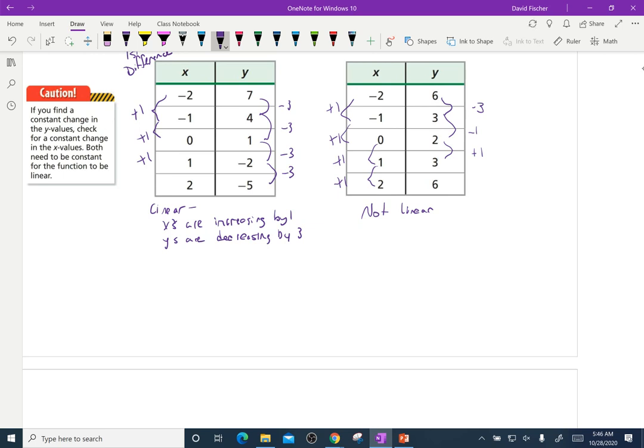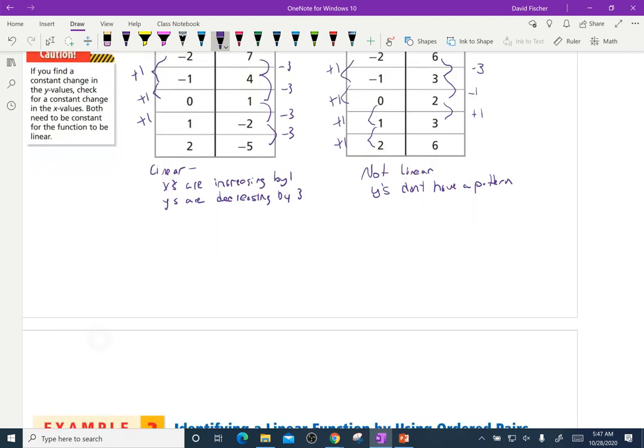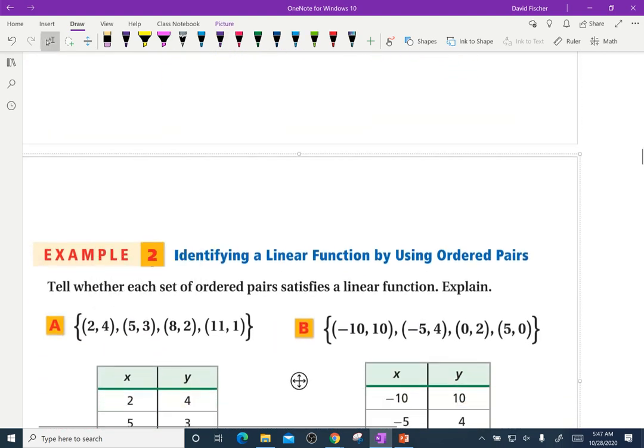How come? Y's don't have a pattern. Okay, so make sure you explain. Not linear. All right.